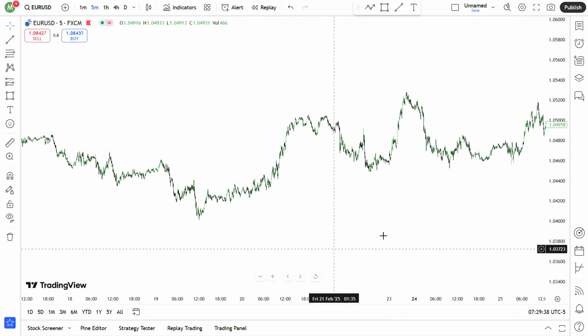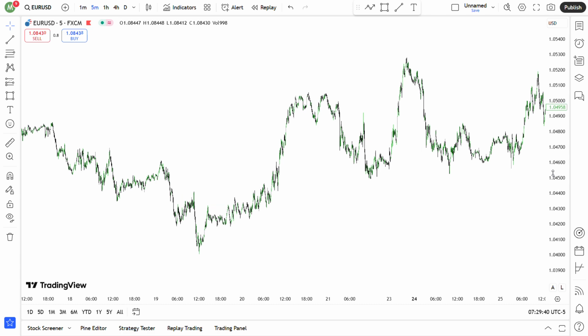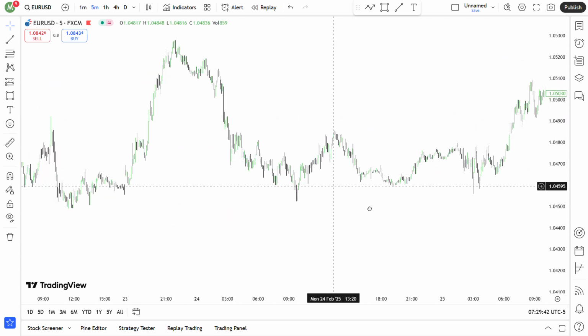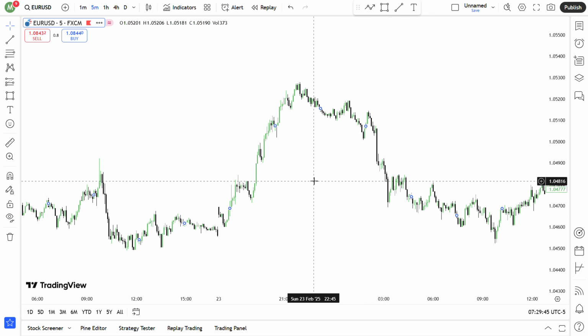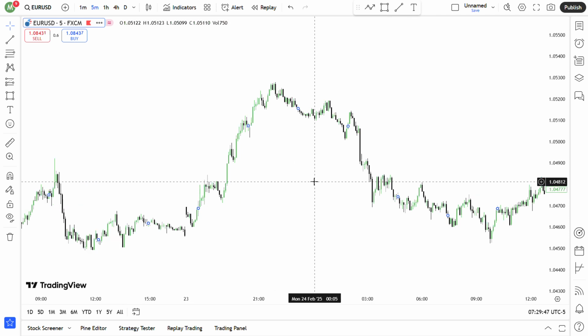I have drawn it down. So I think you understand what is meant by market structure shift and how to draw it. When the market breaks out the buy side liquidity, after that we confirm for a reversal entry. So we consider market structure shift for the reversal entry. In this video, I think you understand. If you have any doubt in this video, you can ask in the comment section. Thank you.